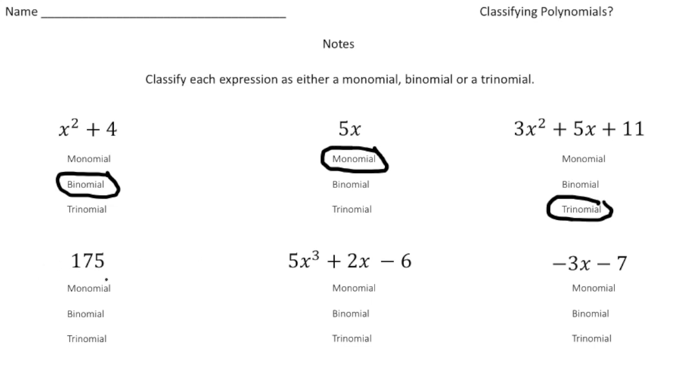175, well that's a numeral, so that's purely a monomial. What do you think this one is? Yep, that's going to be a trinomial. And last but not least, negative 3x minus 7. Again, we could make that a plus a negative 7 if we wanted to. It's the same thing, but that would just be a binomial.